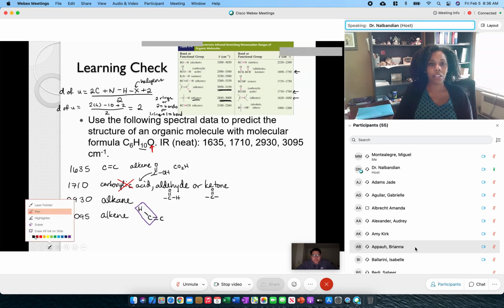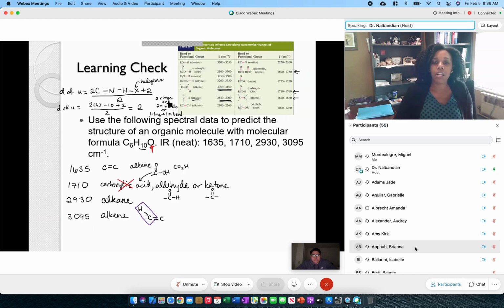So what did we say about our degree of unsaturation? We said we could have two rings, two pi bonds, one ring, and one pi bond. Look at what we have here. We know we have an alkene. An alkene would be one pi bond. We also know we have either an aldehyde or a ketone, so we know we have a carbonyl. That's what this is called, a carbonyl. Well, what is this? This is a double bond. And so we know if it's a double bond, it has a sigma bond and it has a pi bond. And so we know for a carbonyl, we have one pi bond.